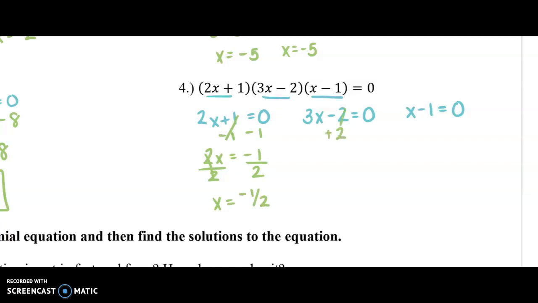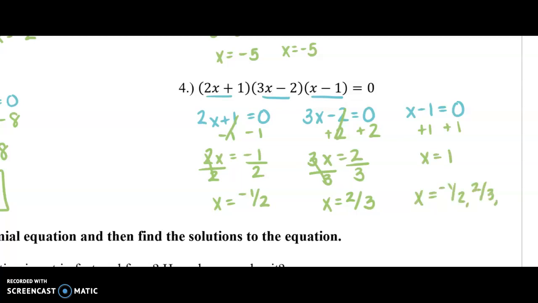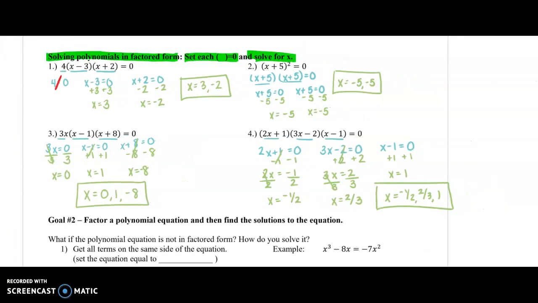Over here, I'll add 2 to both sides. 3x is equal to 2. Divide both sides by 3, so x is equal to 2/3. Lastly, I'll add 1 to both sides, so x is equal to 1. So my solutions are negative 1/2, 2/3, or 1. Any of those, if you plug them into the equation, would be a solution because they would give you 0. So those were nice because those problems were already all factored for us.